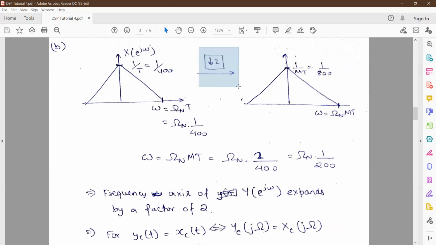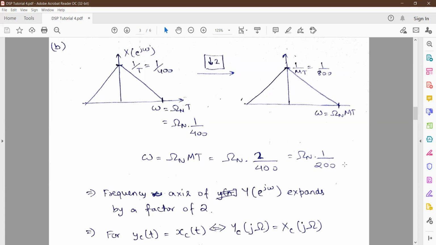Now we pass it through this block, which is the block of downsampling by 2. And when we do this, the amplitude will become 1 by MT, that is 1 by 800, right? Because M is 2. And what happens to the frequency axis? The frequency axis will get scaled by a factor of M. So instead of omega n T, now it will become omega n into M into T, where M is 2. So if we calculate this omega, it will simply be equal to capital omega n into 1 by 200.